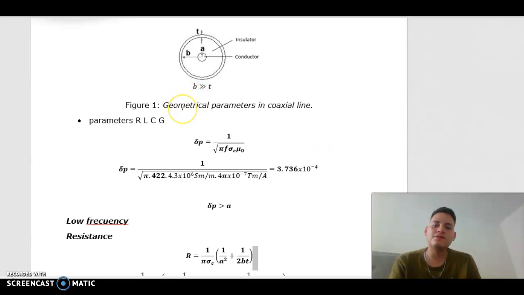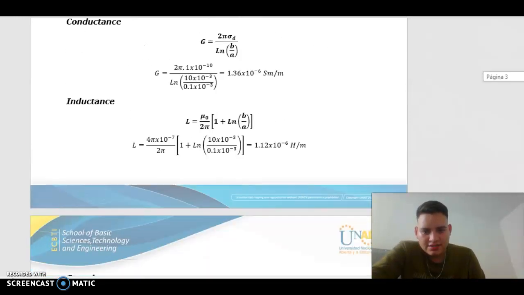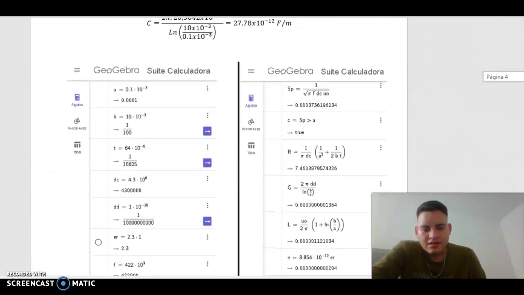These geometrical parameters are called cell lines. These are the equations: low frequency, inductance, capacitance. Simulator, GeoGebra, calculator.